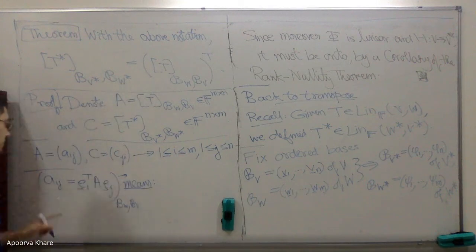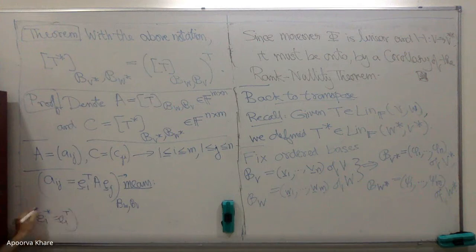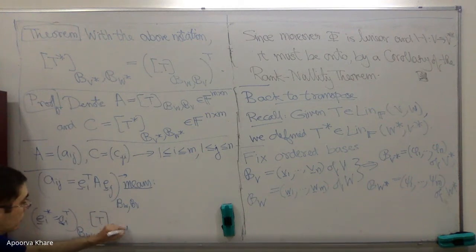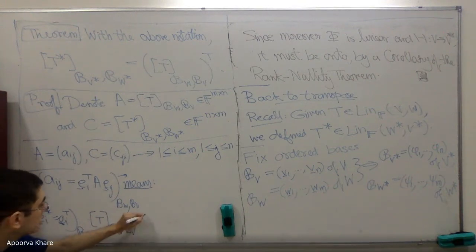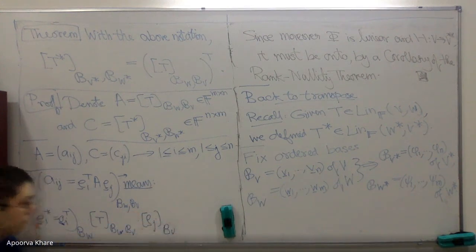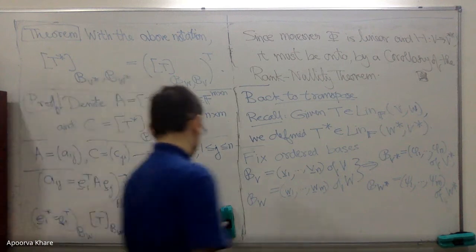This really means, what is Ei transpose? So Ei transpose is Ei star with respect to the basis of W. Because you're taking stars, you should be taking the dual basis, right? It is the dual basis to the Ei vector times A, which is the matrix of T with respect to BW and BV, times the Ej with respect to BV. Okay, great. That is what it is.